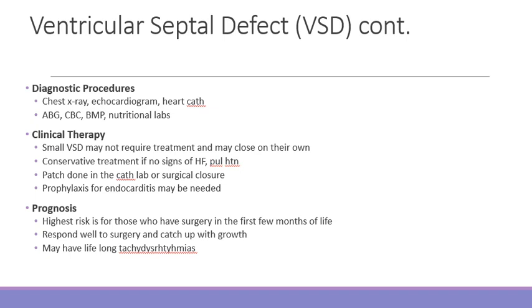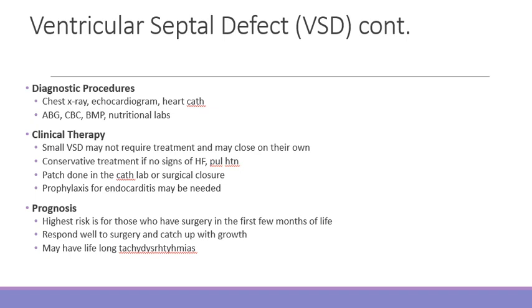These patients might need prophylaxis for endocarditis as well. That was pretty standard through American Heart for all of these congenital defects, that these patients might need some prophylactic antibiotics to decrease their chance for developing endocarditis, and we'll talk about endocarditis at the end.